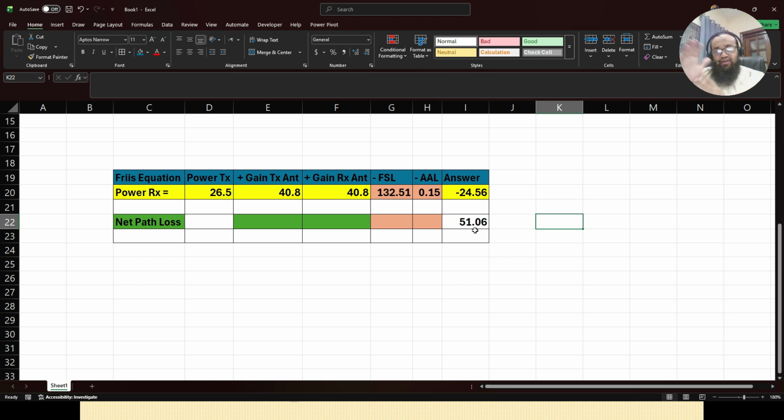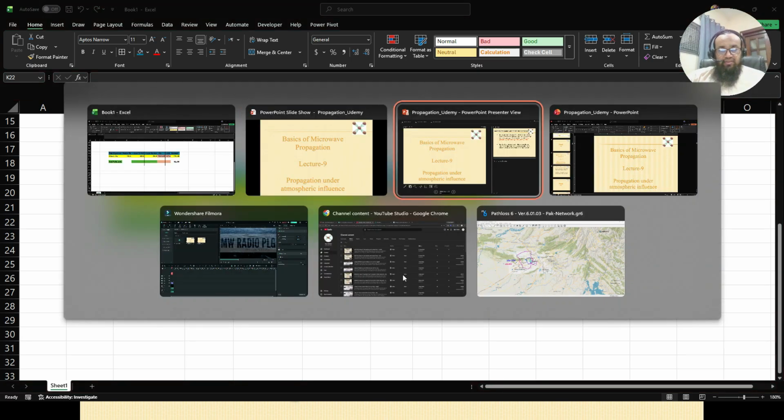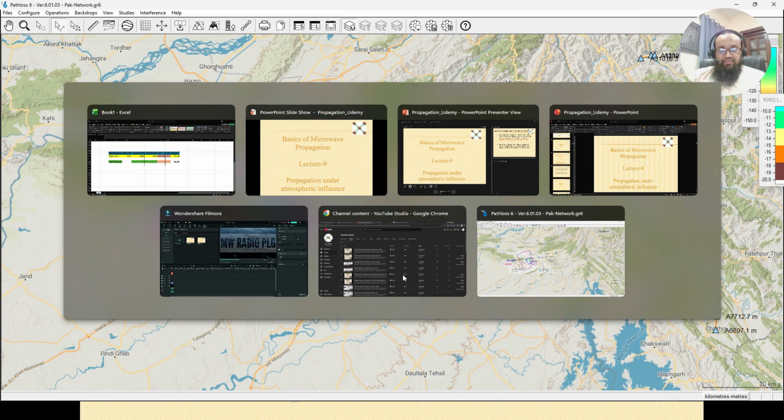It means that this is the loss that will be incorporated. Whatever receive level you want, you can adjust it through the transmit power. For example, if you want a bit lower receive value, then you can decrease the transmit power, so this value will become more negative. Let me show you both of these on the Pathloss screen.